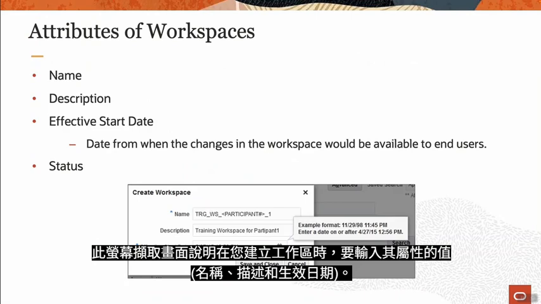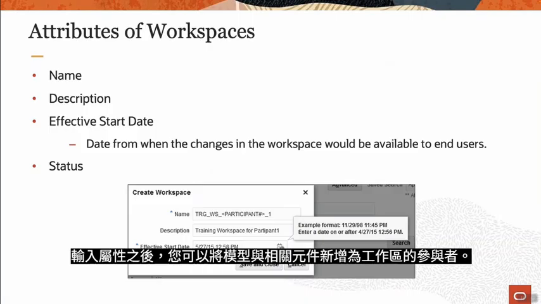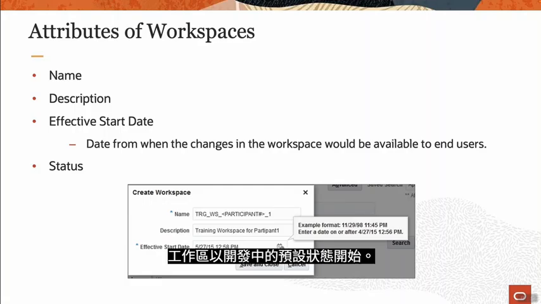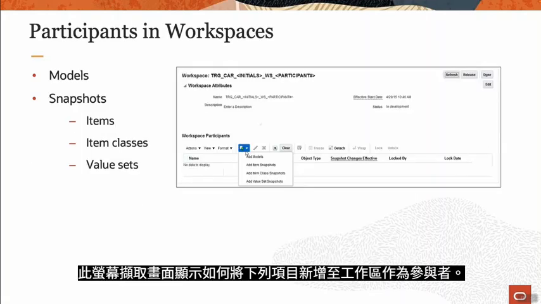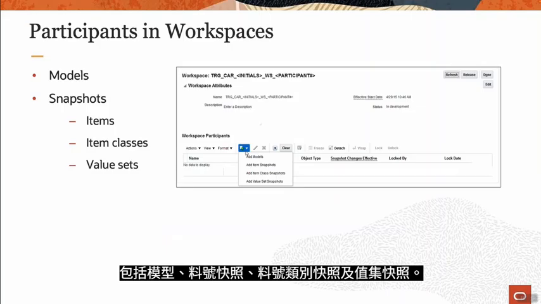This screenshot illustrates that when you create a workspace, you enter values for its attributes, which are the name, description, and effective start date. After you have entered the attributes, you add models and related components as participants of the workspace. A workspace begins with the default status of in development. This screenshot shows how you can add the following to a workspace as participants. Those include models, item snapshots, item class snapshots, and value set snapshots.